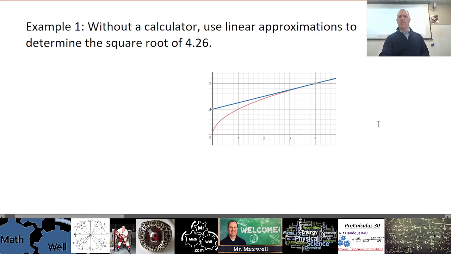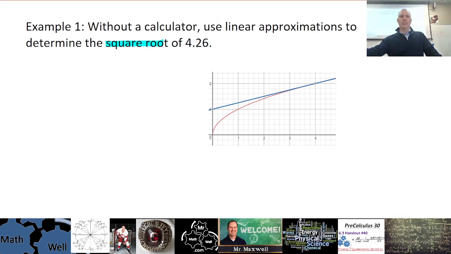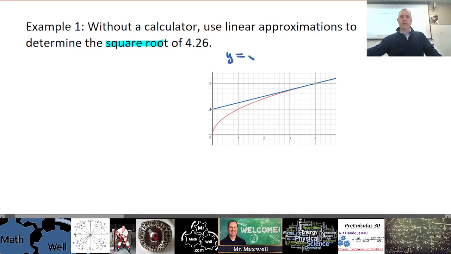So how do we think about this? How do we approach this? Well, it doesn't give you an equation, right? But we are talking about the square root of a number. So I could use the equation y equals root x. That's the function that I'm going to use. And I know that 2 is the answer when I take the square root of 4, so I know that there's a point 4, 2 on this equation.